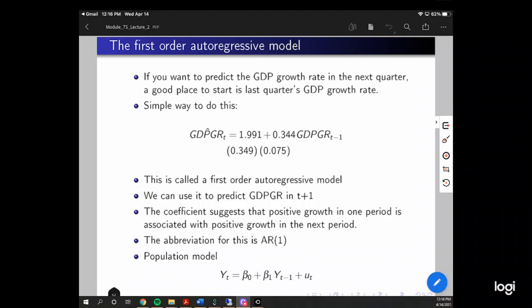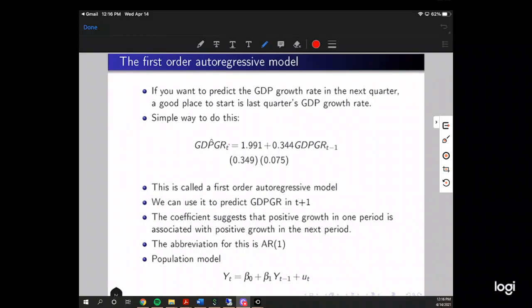A simple way to do this is to put GDP today in time period t. Let me get my pen out. GDP today in time period t, we'll make that a function of GDP last quarter. This is called the first order autoregressive model.